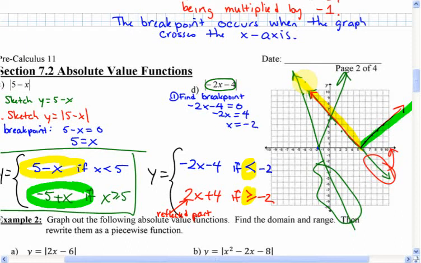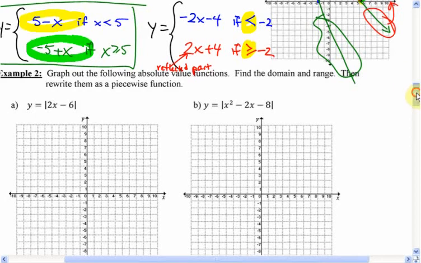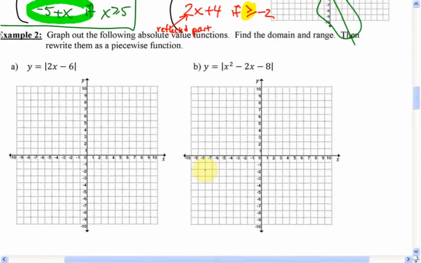Okay? All right, more practice, dear friends. Number 2, I want you to graph out these absolute value functions. Okay? A is similar to what we just did. B is totally different. Okay, so let's do A. And there's a few more things here now. Find domain and range and rewrite the piecewise function.